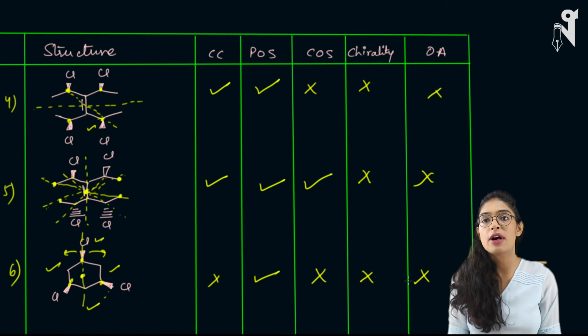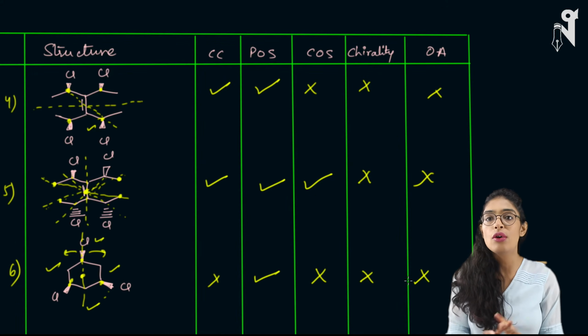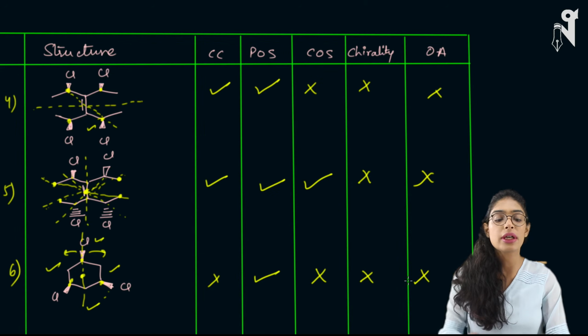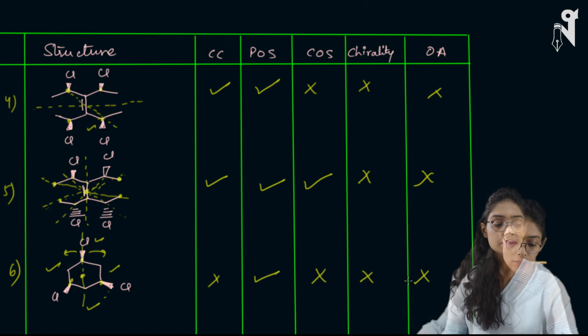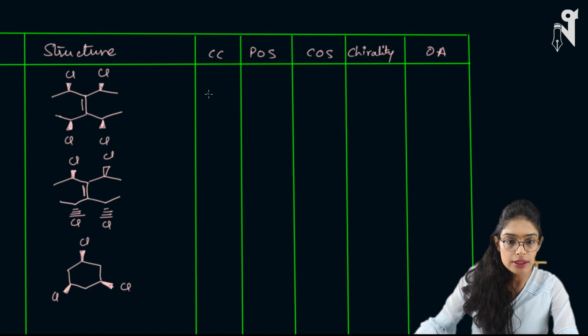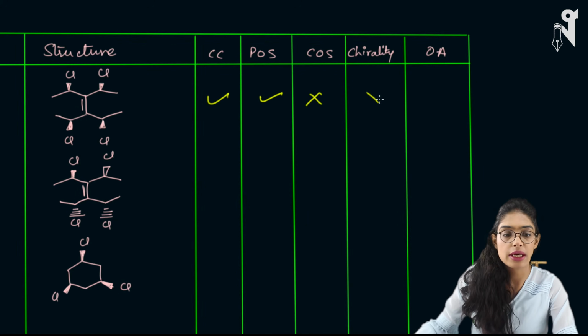I am getting a little faster. If you are getting stuck at any of the examples, you better ask me in the doubts class because it is very, very important. This part especially is very important. Okay, I'll just clear up this mess so that you can note it down, and I'll refill the whole table. So this is your chirality, yes. POS, yes. COS, no. Chirality, no. Optical activity, no.